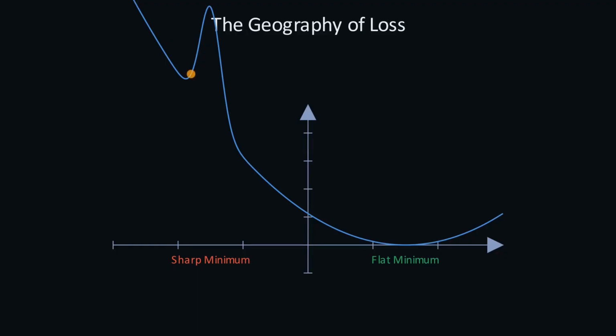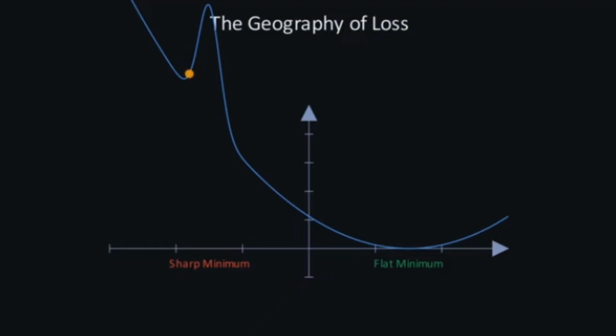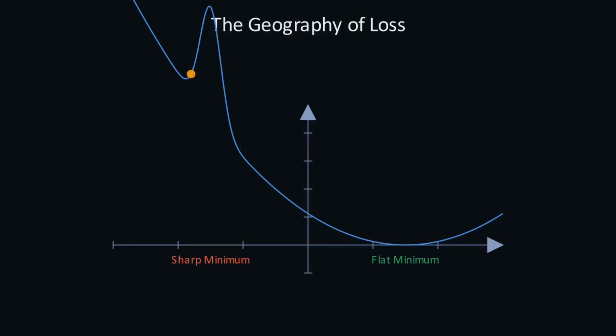When you use a small learning rate, the gradient descent algorithm takes very short steps. If your starting point is near a sharp minimum, the algorithm will go straight down into the sharp valley and get stuck. It doesn't have enough momentum to escape. This is exactly why the model creates the complex curve we saw in the previous scene.